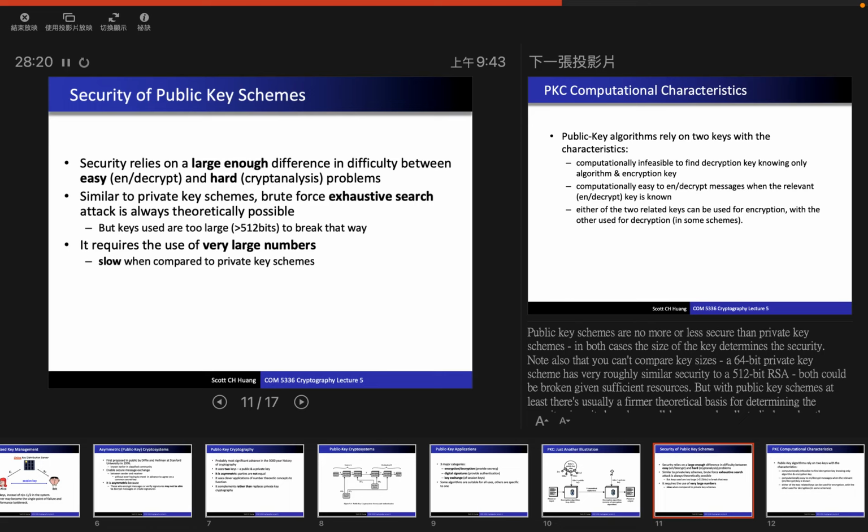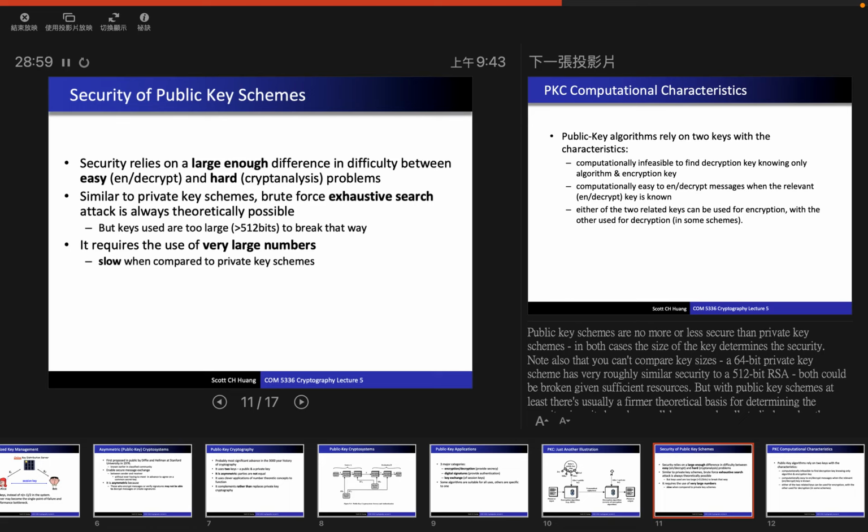then you have to waste a lot of time trying to find the key. So that's related to cryptanalysis. Usually it's a really hard problem. And there are some types of mathematical problems that are suitable for this type of thing. That really depends on the problem. But anyway, no matter what the problems are, there should be a huge difference between easy and hard mathematical problems. Okay. So it's similar to private key schemes.